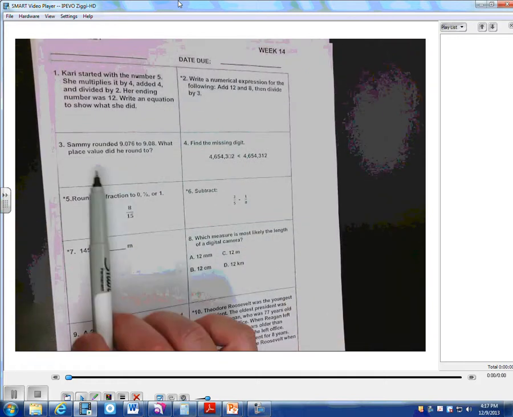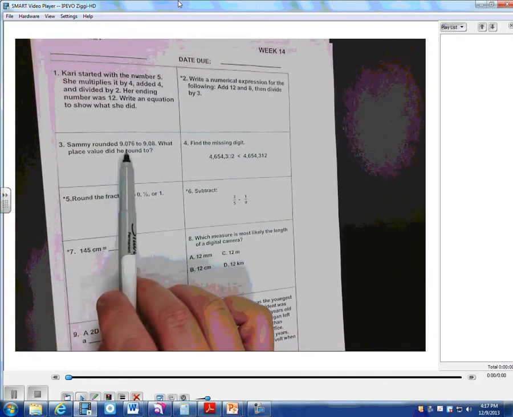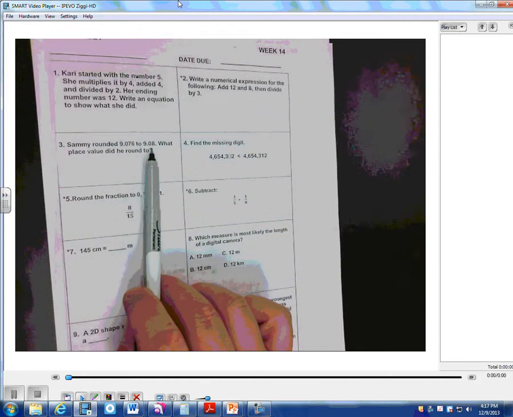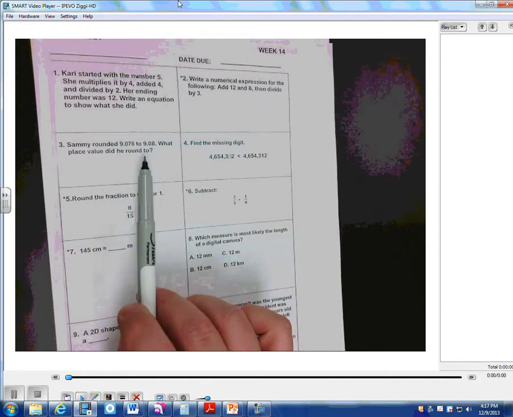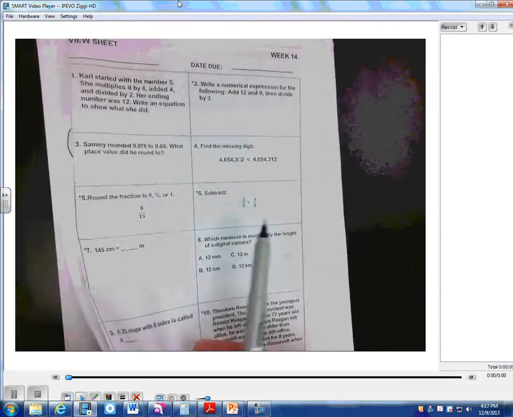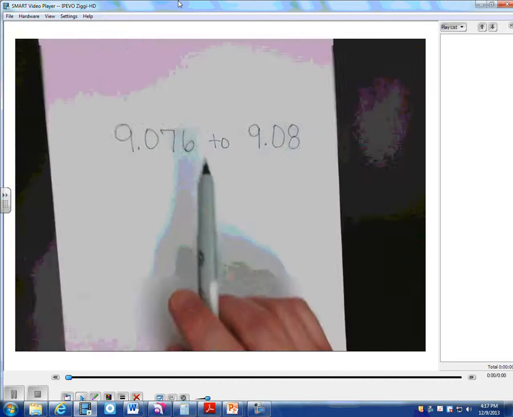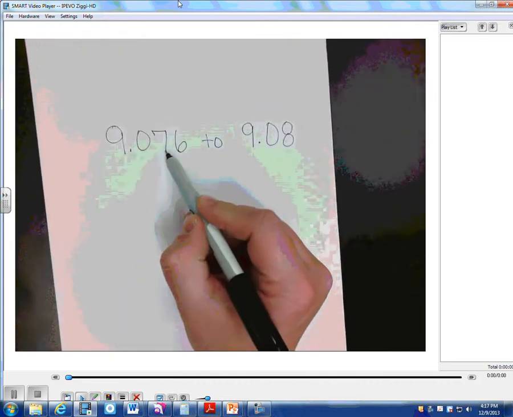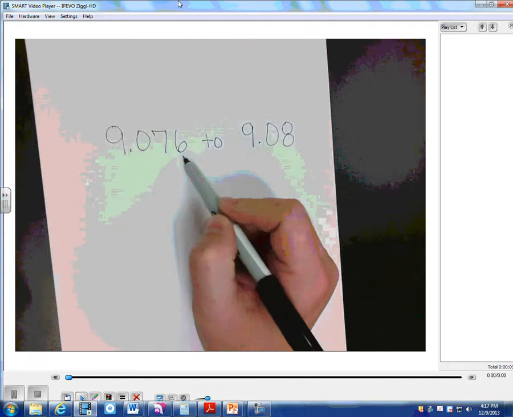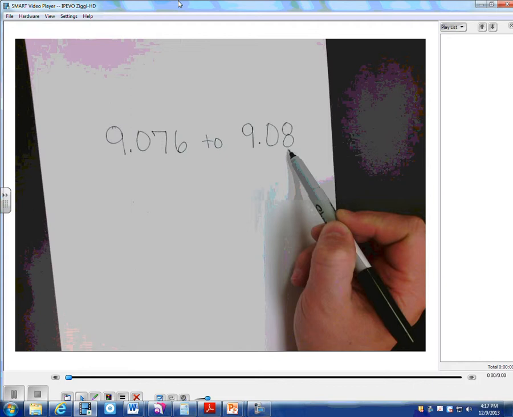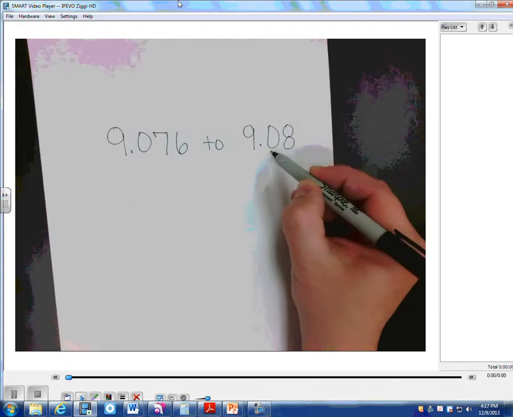It says Sammy rounded 9 and 76 thousandths to 9 and 8 hundredths. What place value did he round to? Okay, so this one's very simple. So we should know that if he started with 9 and 76 thousandths, because I have tenths, hundredths, thousandths, and he rounded that to 9 and 8 hundredths, I can tell what he rounded to because my last digit is right here.